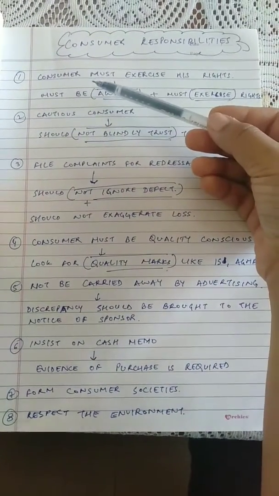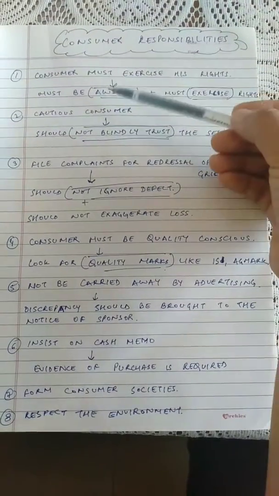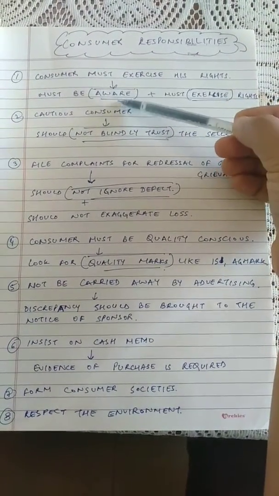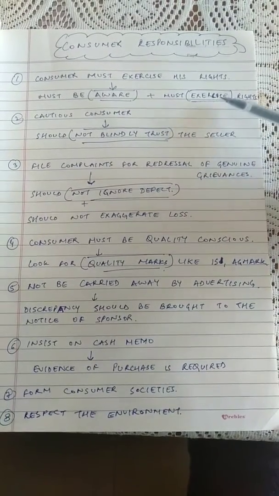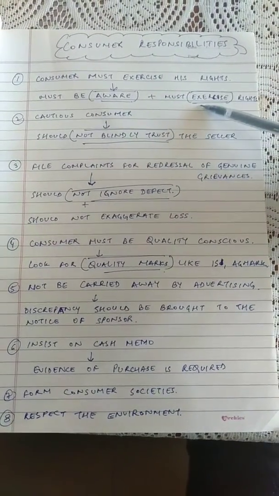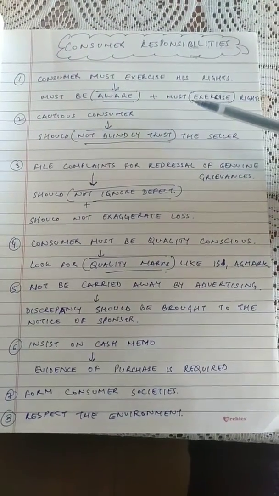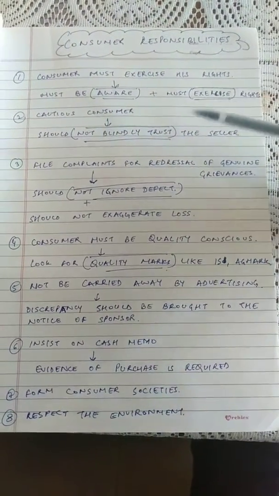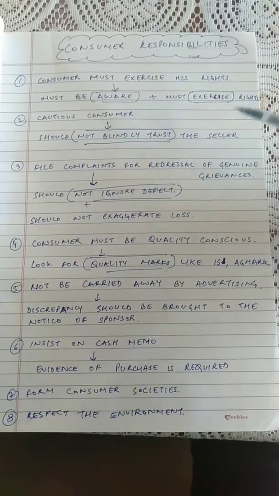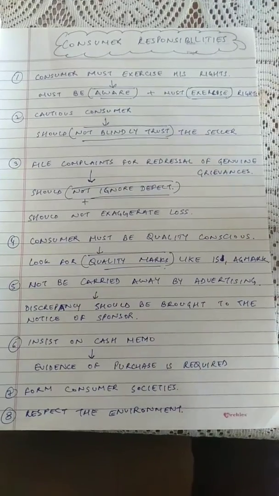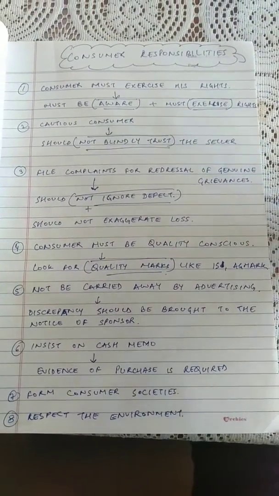The first responsibility is that the consumer must exercise his rights. Now, a consumer must be educated or aware about his rights, and at the same time, he must also exercise his rights. Exercise his rights means that he should also use his rights. So, whenever there is any unfair trade practice or whenever there is any exploitation that the consumer is facing, then he should just not sit back and relax. Rather, he should use or exercise his rights for his benefit.